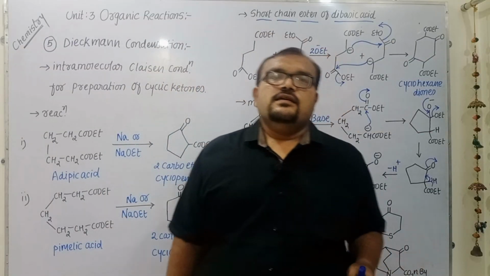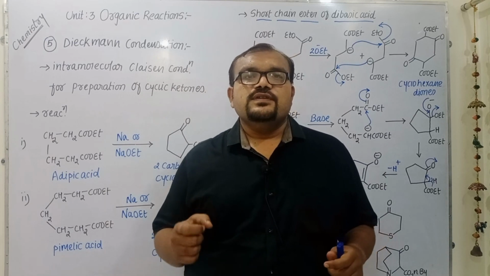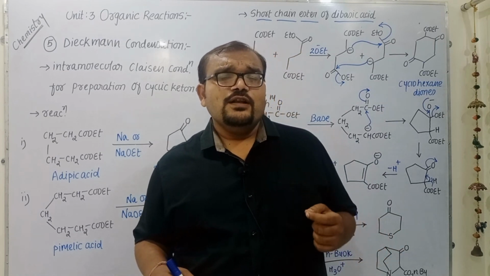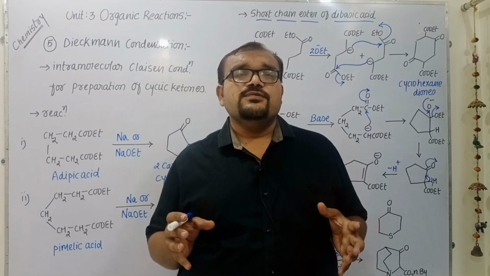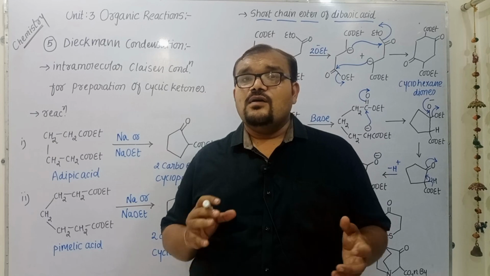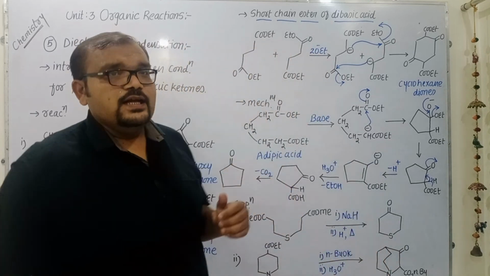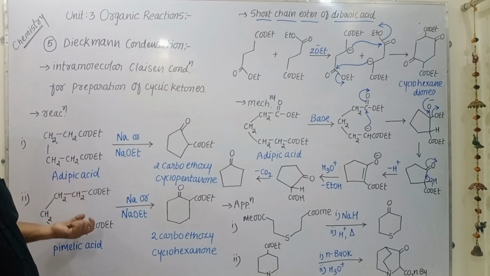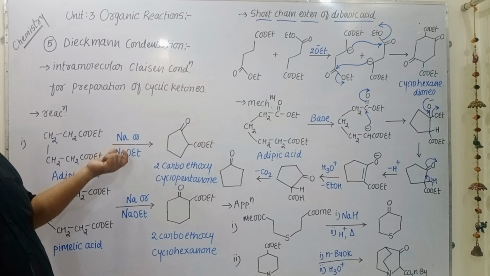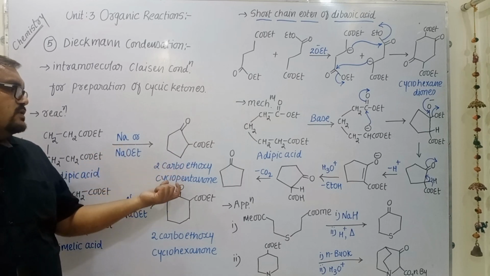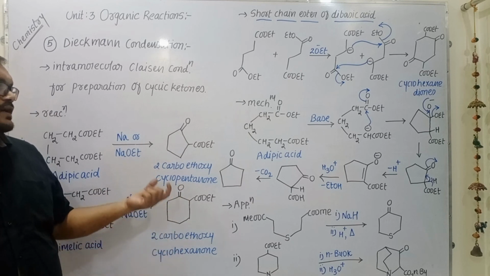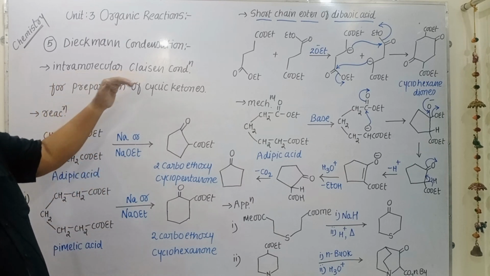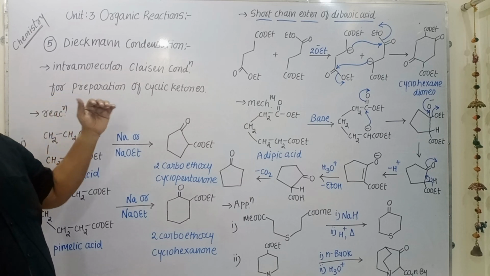So friends, the next and last important reaction for this video is Dieckmann condensation. It is nothing but inter or intramolecular Claisen condensation to give a cyclic ketone as a product. How this conversion is carried out, let's see with the help of reaction and mechanism. As we can see here, diethyl ester of adipic acid and diethyl ester of pimelic acid, when reacted in the presence of base, will give 2-carboethoxy cyclopentanone and 2-carboethoxy cyclohexanone as products respectively. So it is nothing but intramolecular Claisen condensation for the preparation of cyclic ketones.